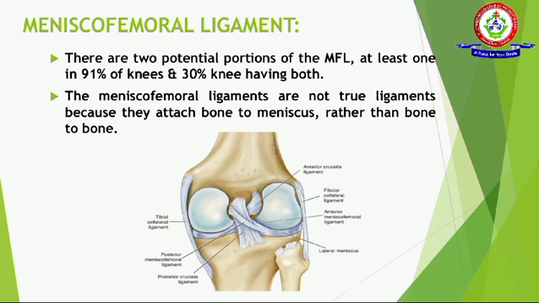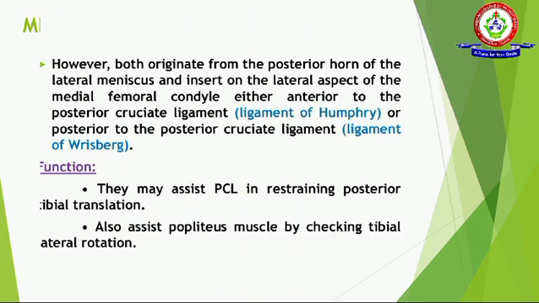Next, meniscofemoral ligament. There are two potential portions of meniscofemoral ligament. At least 1 in 91% of knees and 30% of knees have both. The meniscofemoral ligaments are not true ligaments because they attach bone to meniscus rather than bone to bone. However, both originate from the posterior horn of the lateral meniscus and inserted on the lateral aspect of the medial femoral condyle, either anterior to the posterior cruciate ligament or posterior to the posterior cruciate ligament.